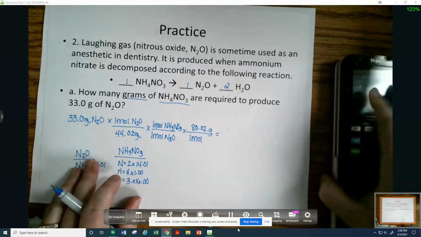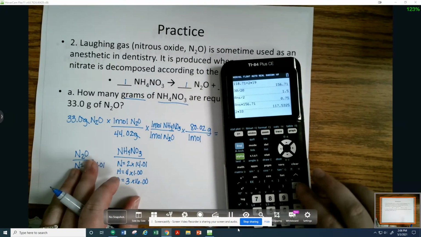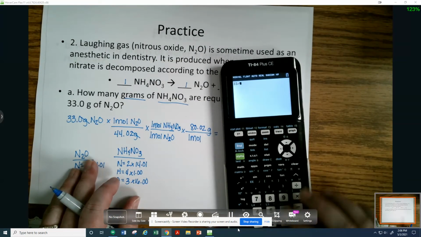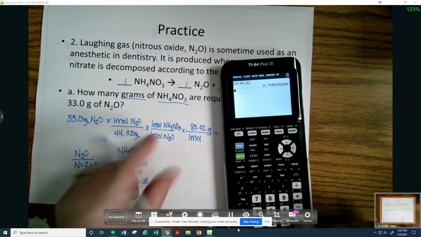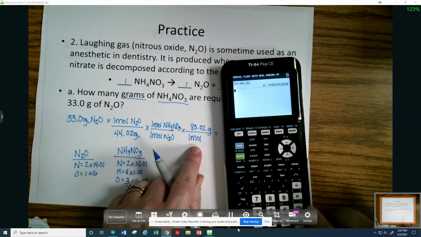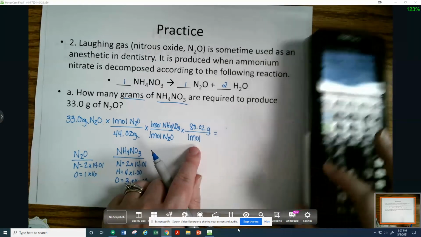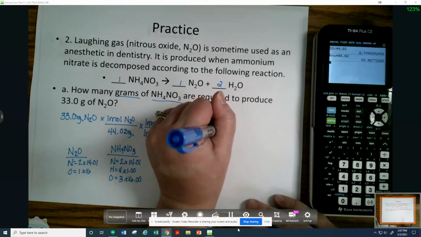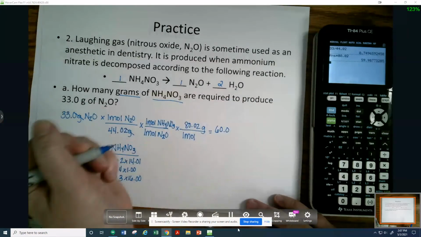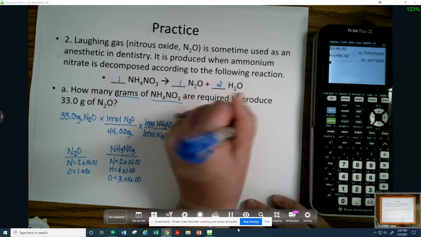So then typing this through the calculator, 33 divided by the molar mass of 44.02. This part, it's a 1 to 1 ratio, so nothing's necessary for the calculator. So then you multiply it by the mass of 80.02. And that looks like 59, and that is a domino effect. So we're going to say 60.0 with sig figs grams of ammonium nitrate.